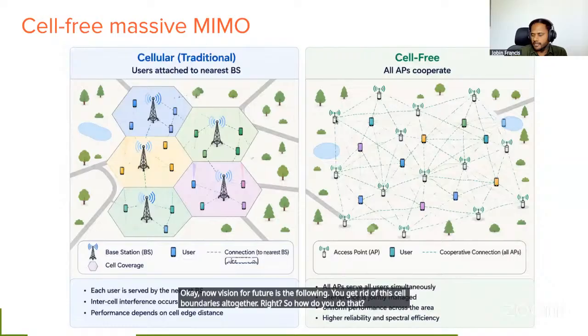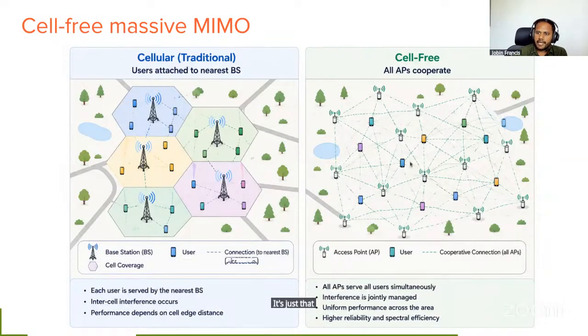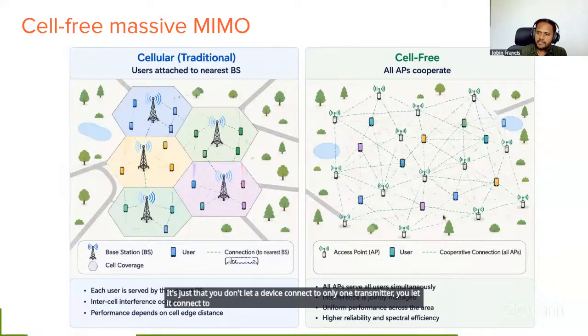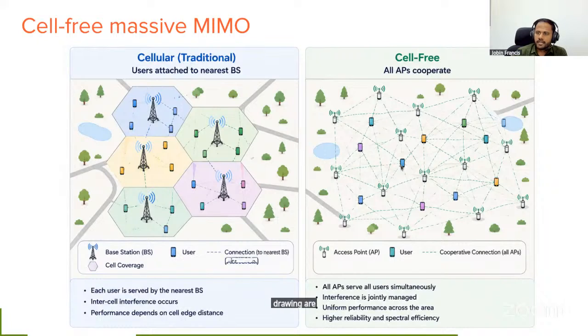Okay, so you have the transmitters as before. It's just that you don't let a device connect to only one transmitter. You let it connect to every transmitter in the network, right? So all of these cell towers, which are shown by these small access points in this drawing, are serving or connecting to every mobile phone in the network area, right?